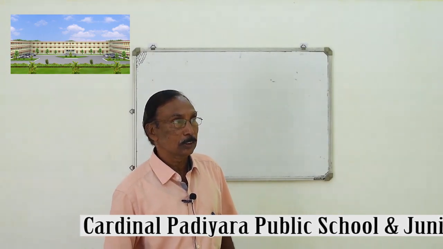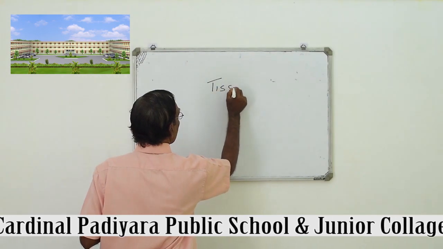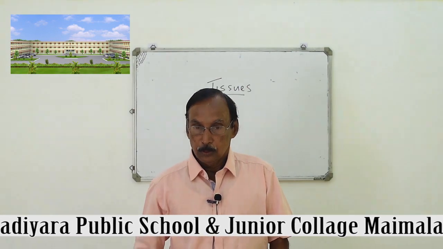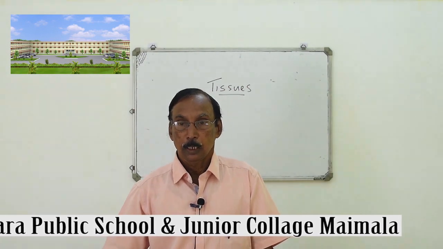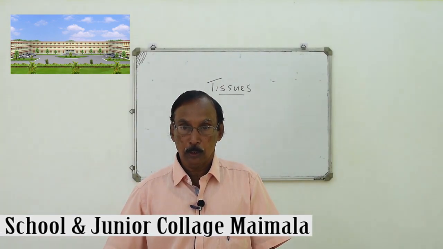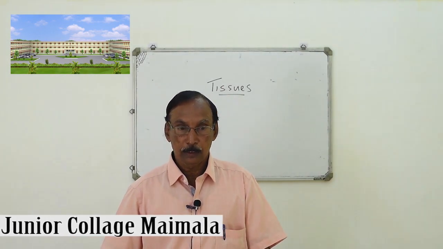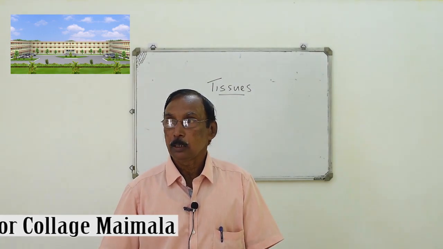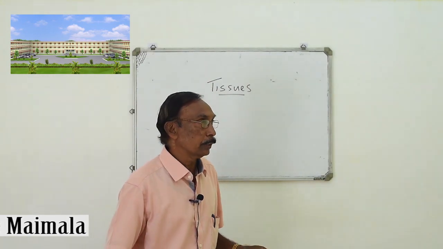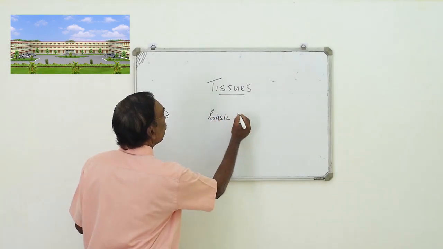Okay, tissues. We are going to see the chapter tissues. That is chapter 6. You can see all the living organisms are made up of cells, and it is the basic unit of all living organisms. Like a house is made up of bricks, living organisms are made up of cells. So, cells are the basic unit of all living organisms.